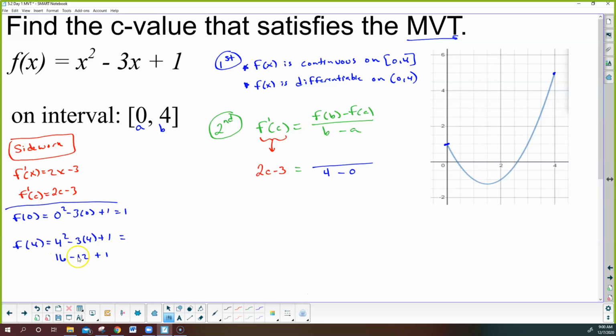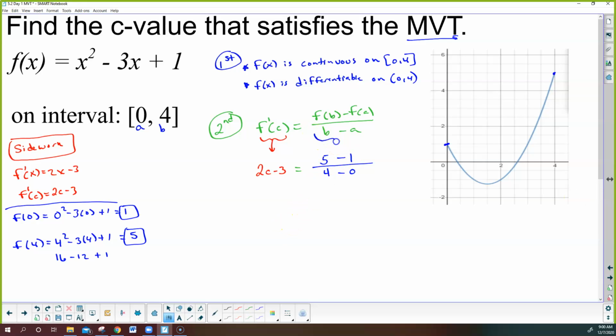So 16 minus 12 is 4. 4 plus 1 is 5. So it's just like we're finding the slope. F of b, so what is the output when x is 4? What is the output when x is 0?